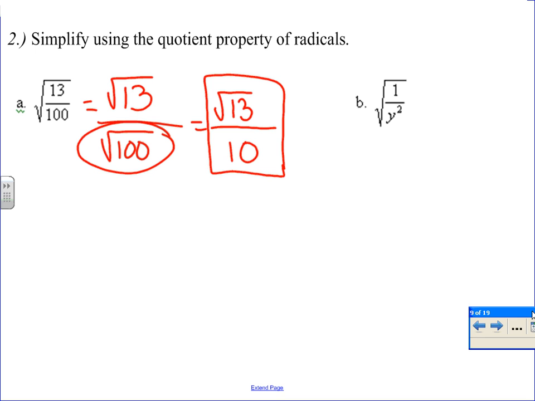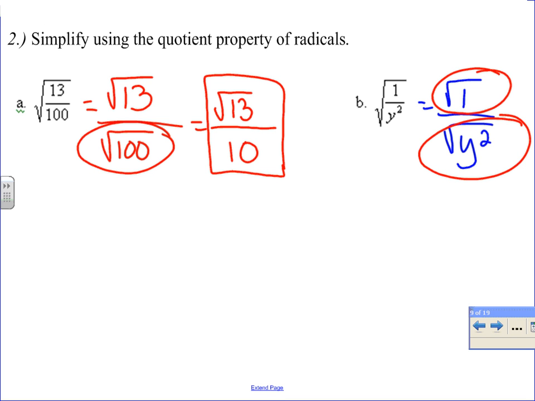Okay, let's look at letter B. Letter B, we have a variable. So using the quotient property of radicals, first thing you want to do is split them up to be square root of 1 over square root of y squared. Square root of 1 is a perfect square, so I'm going to circle it. Square root of y squared is a perfect square. Square root of 1 is 1. The square root of y squared is y, because 2 divided by 2 is 1. So that one's really easy. If you want to check your answer, we know that 1 over y times 1 over y is 1 over y squared.